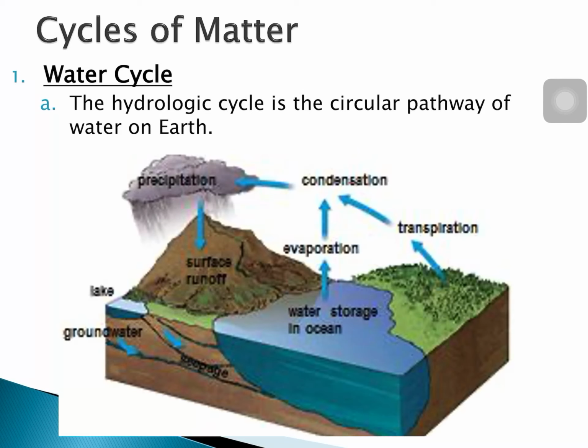All right, so the cycles of matter. We're going to have a bunch of different cycles that we talk about. The first one is the water cycle, and you guys probably covered this a lot, whether it was in earth science or life science back in 7th grade. The hydrologic cycle is the circular pathway of water on Earth. This is anything from condensation, evaporation, precipitation. You can look at this picture. Basically just how water cycles through our Earth from the ground to the lakes and oceans up back into the air. So the first one is the water cycle, how the water moves throughout the Earth.